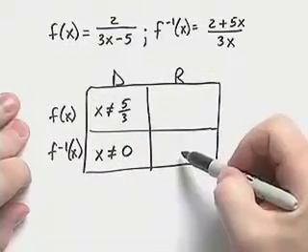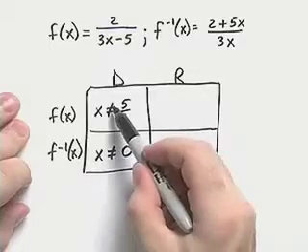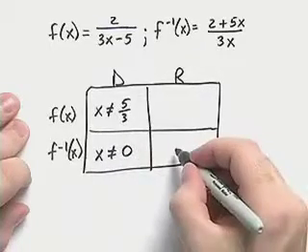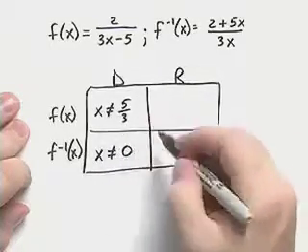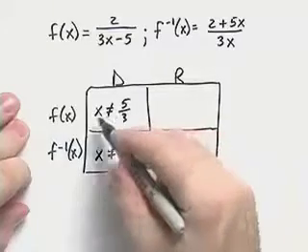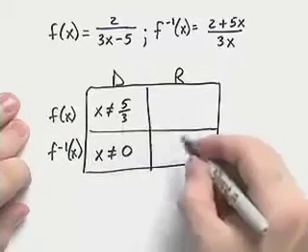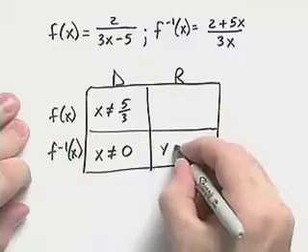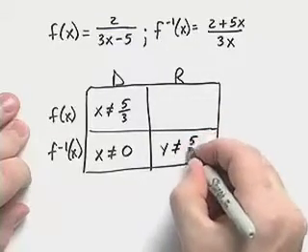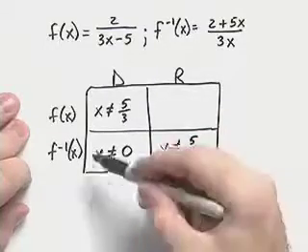Now to find the range, we need to remember that the domain of the function is the range of the inverse. But we do need to change the letters. So because the domain for the function is x not equal to 5/3, the range of the inverse will be y is not equal to 5/3.